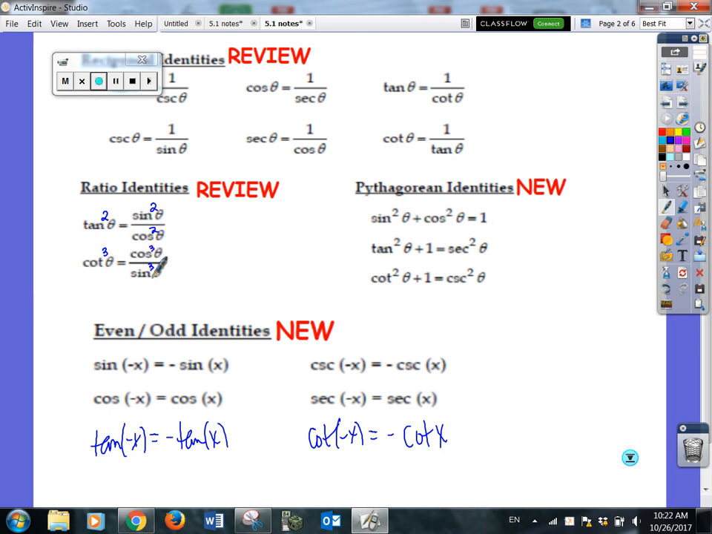We cannot do that with the Pythagorean identities. We can manipulate them, move things from one side of the equals to the other, but we cannot say sine theta plus cosine theta equals 1. That is not something we can do, because we can't just take the square root of something with a plus sign. We can do that with everything else, but not with the Pythagorean. These are the Pythagorean identities, and the only thing you can do is move things from the left and right of the equal sign.